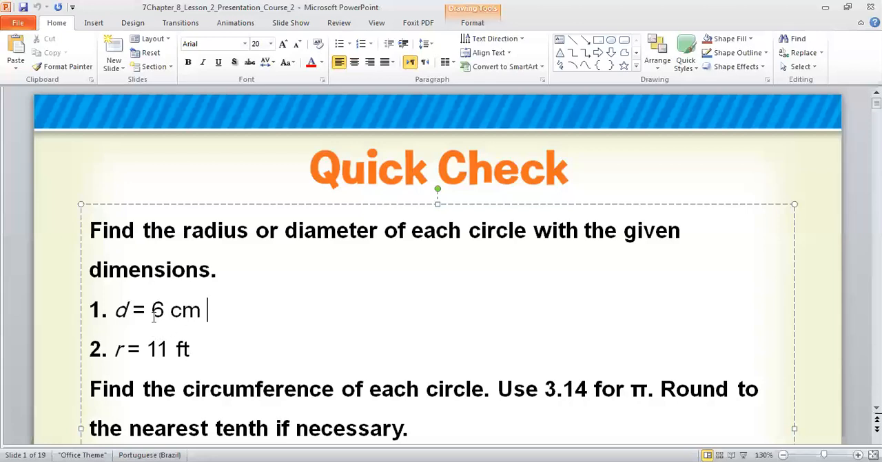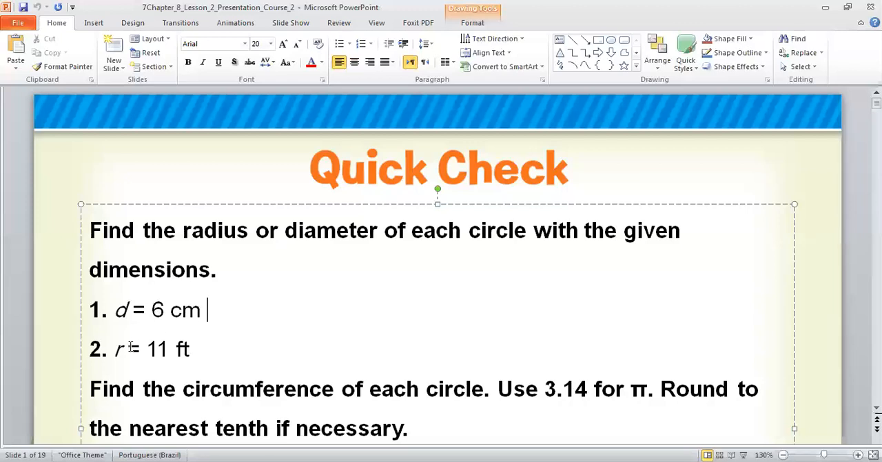The diameter here is equal 6. So the radius is equal what? The radius here is equal 3. Why, Faisal? We'll divide it here by 2. So if the diameter is 6, the radius is 6 divided by 2 equals 3 centimeters.